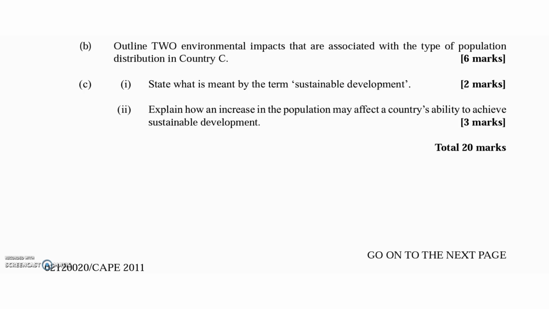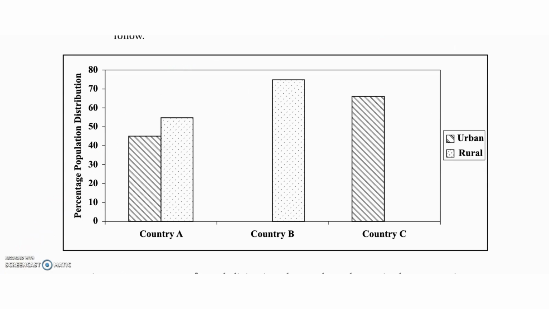All right, now part B is outline two environmental impacts that are in fact associated with the type of population distribution in C. And let's look back at the diagram, the graph, sorry. C is in fact associated with an estimated 65% for urban, while the rural population is associated with an estimated 35%. Now, if you have a higher urban population, it is said to be associated with a higher degree of congestion. All right, urban areas are said to be associated with a greater degree of traffic congestion and whatnot.